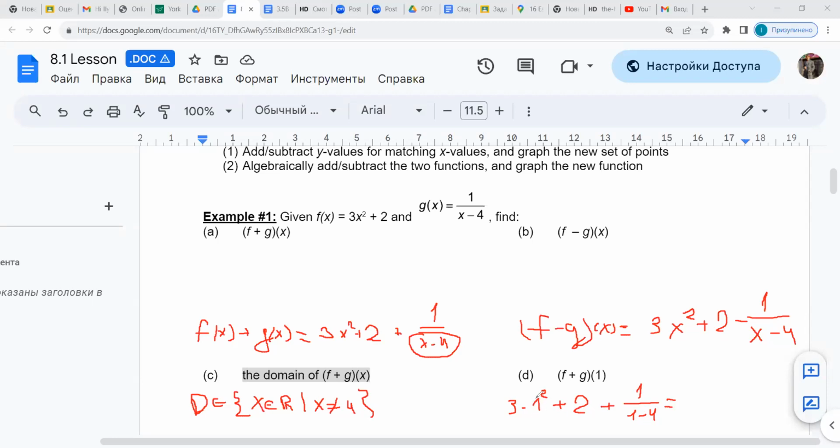So 3 times 1 squared is 3. 3 plus 2 is 5. 5 plus 1 over negative 3, so negative 1/3. And 1/3 we can express as 0.3 in period. So I would just say, if it's 5, let's say it's 4 and 2/3. Do you agree with me? 4 and 2/3.